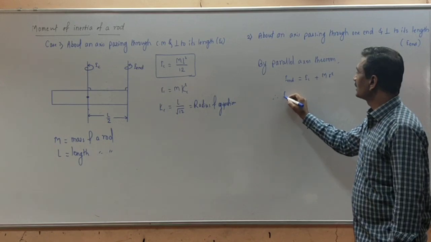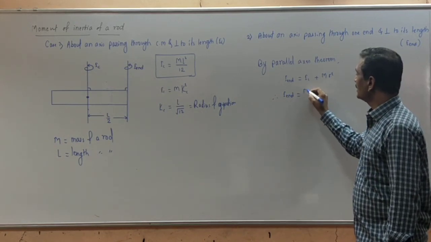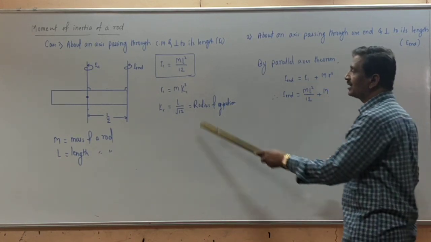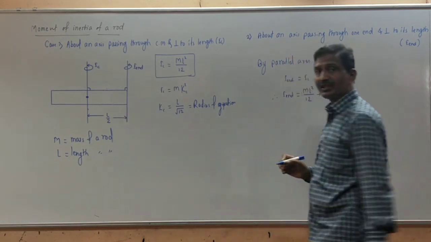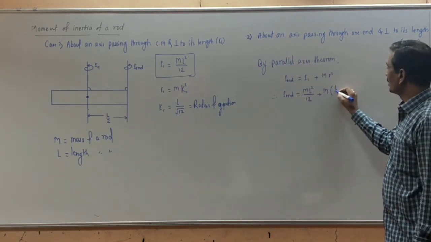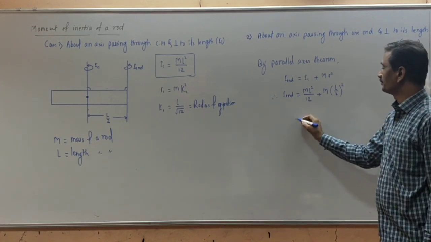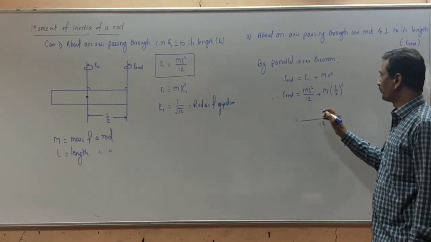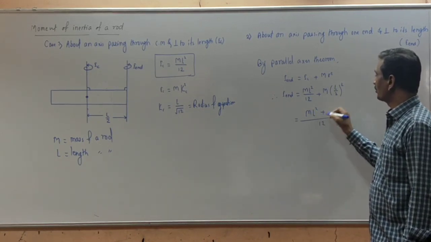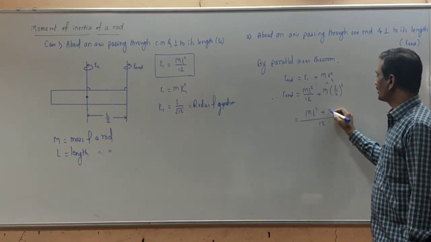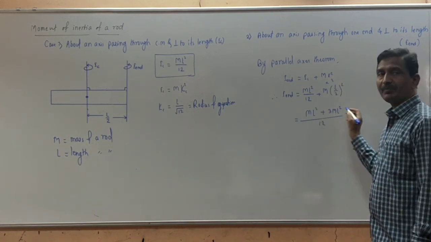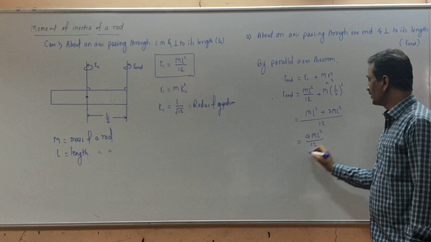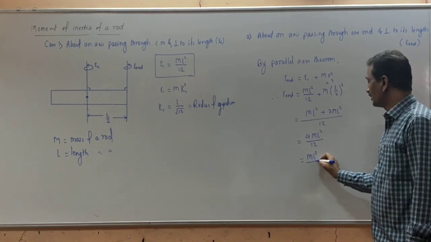Now what is IC? IC is ml square by 12 plus, what is R here? The R is nothing but L by 2, the distance between the two parallel axes. So L by 2 bracket square. What is the LCM of 12 and 4? It is 12. L square by 4, so it is ml square multiplied by 3. So it is 3 ml square, 3 plus 1, 4 ml square, so 4 ml square by 12. So finally your answer is ml square by 3.